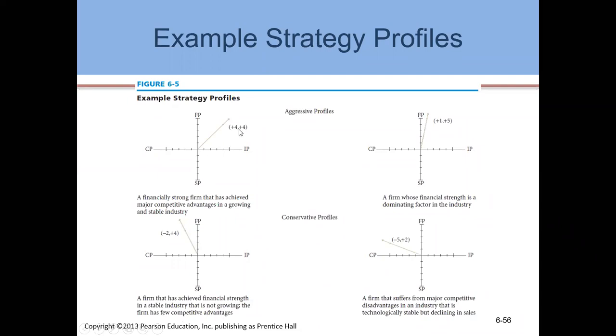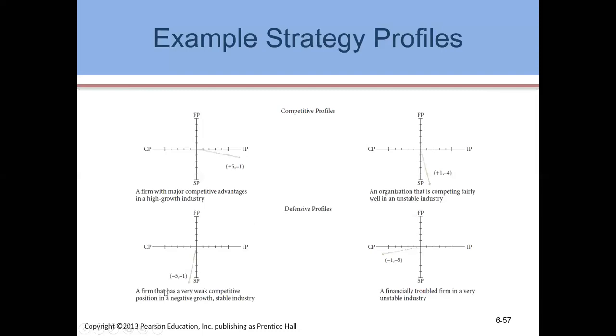But in the case of +4 and +4, it was interpreted as a financially strong firm that has achieved major comparative advantages in a growing and stable industry. And in the case of +1 and +5, a firm whose financial strength is a dominating factor in the industry. And in the case of -5 and +2, a firm that suffers from major comparative disadvantages in an industry that is technologically stable but declining in sales.